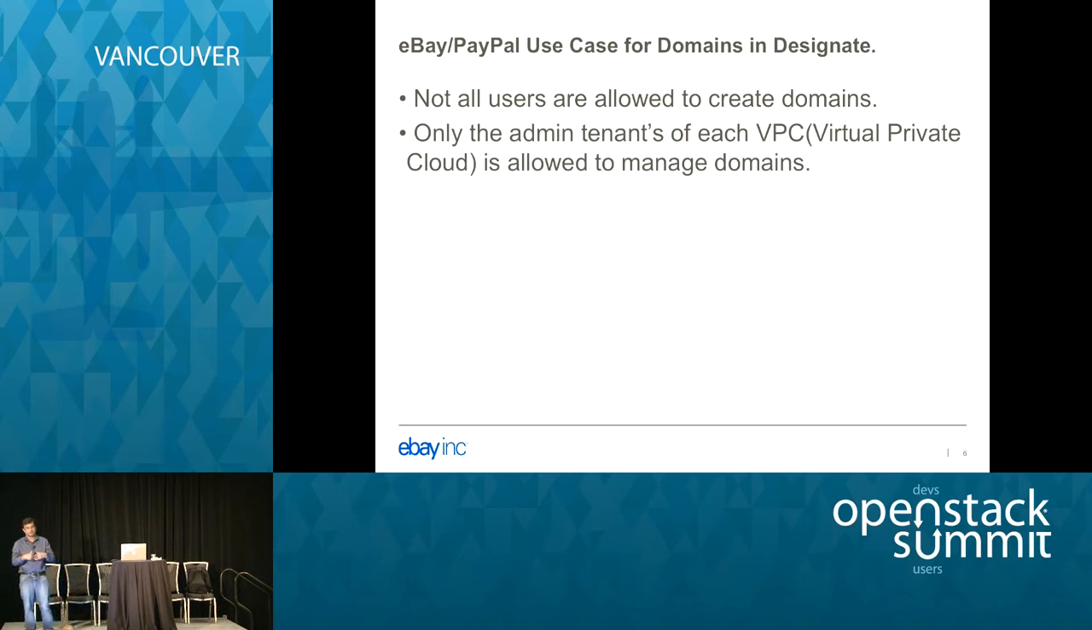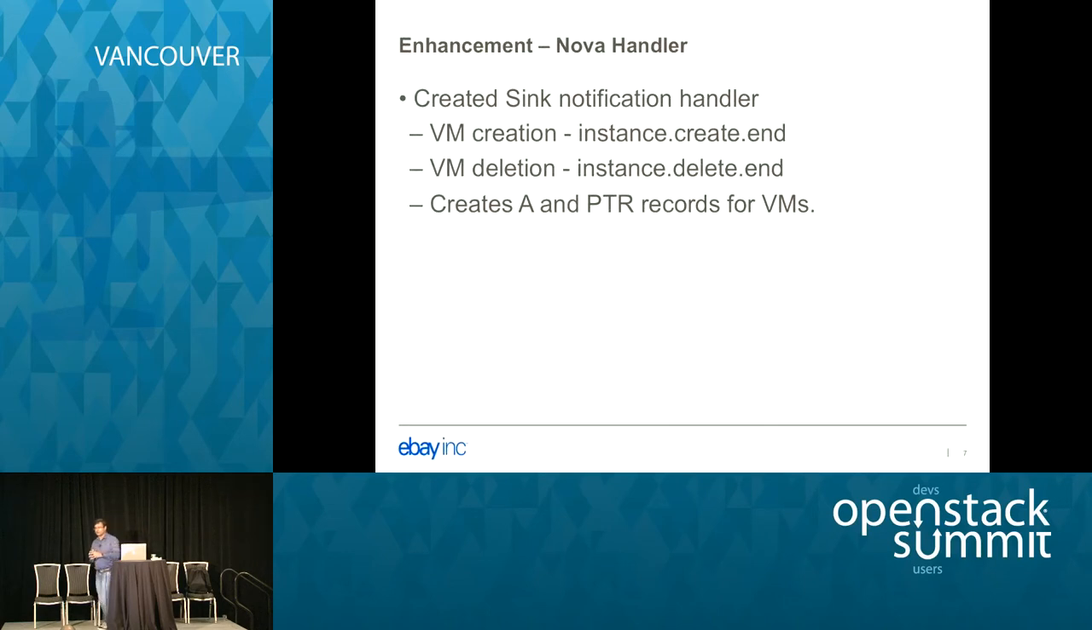But the way we have it in eBay and PayPal is different. Since it's a private cloud, our customers and tenants are mainly business units, and we didn't want our business units to go ahead and create domains. So we don't allow all users of tenants to create domains. Instead, we created a logical construct called VPC, which stands for Virtual Private Cloud. We group a set of logical tenants into one VPC, and each VPC has one admin tenant that can manage domains. So we have multiple VPCs, and each has one admin tenant that manages the domain. That's how we have it at eBay and PayPal, and that's one change we had to make to Designate.